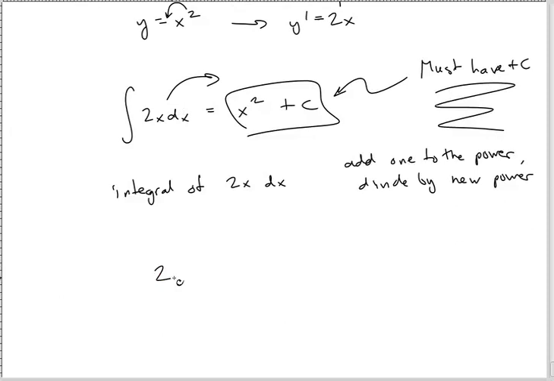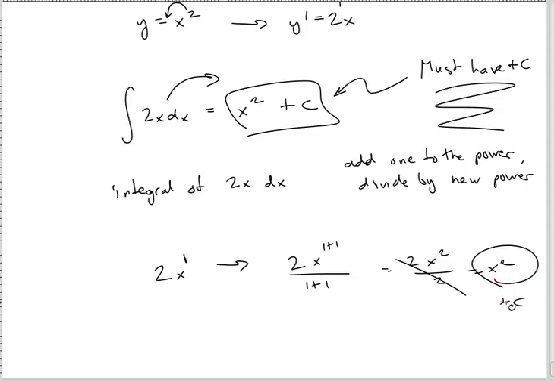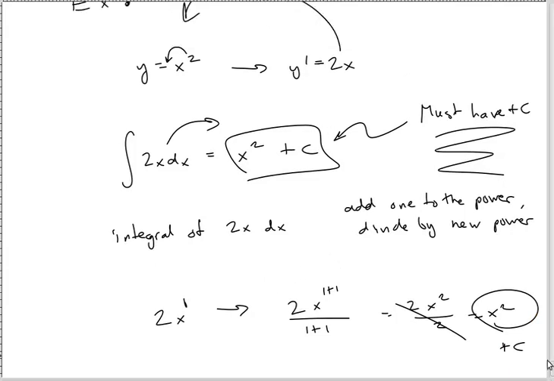Basically, I'm going to have that 2x, and that's a 1 power, isn't it? So then what I'm going to do is say 1 plus 1, divide by that new power, that 1 plus 1. And so we got 2x squared, then we got a 2 in the bottom. Well, the 2's cancel, and there you go. Oh, yeah, plus c. Whatever. Okay, so that was so fun. We really like this. Now, what is this plus c in particular here? It's kind of weird.